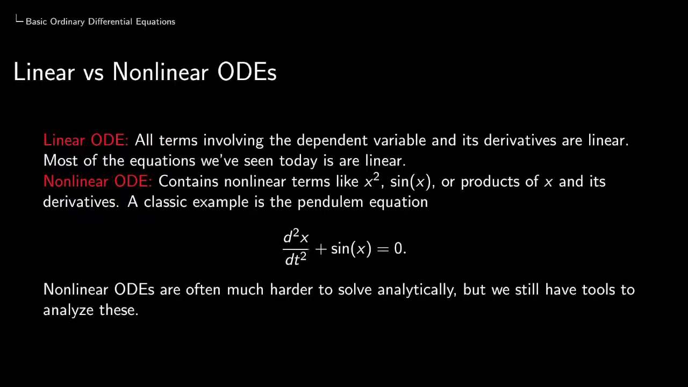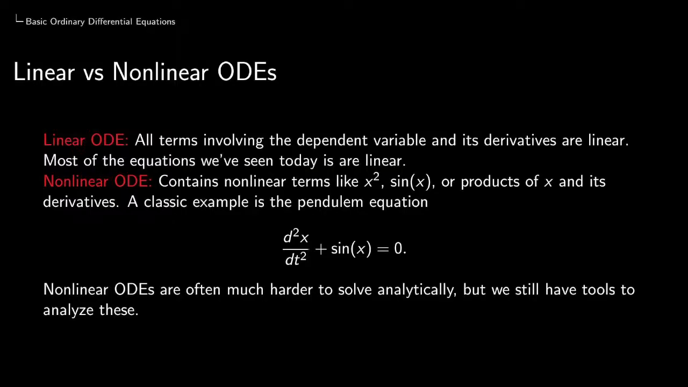Here, x represents the angle of a pendulum, and the second derivative of x is the angular acceleration. Essentially, it pulls itself back and forth towards an equilibrium at zero. These are often much harder to solve analytically, but there are still tools with which we can analyze these.